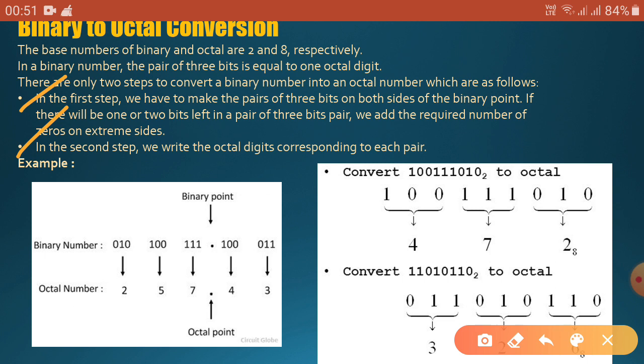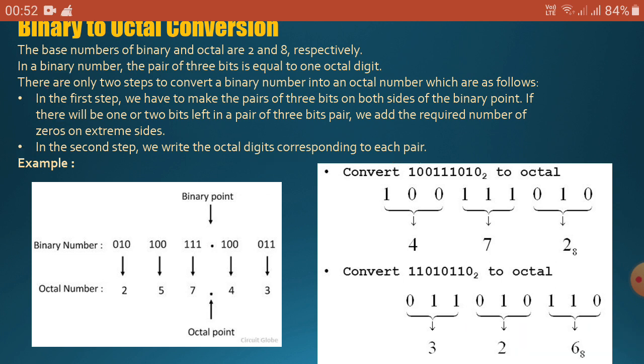Next, we write the octal digit corresponding to each group. The base of binary is 2 and the base of octal is 8. So now we are doing the binary to octal conversion. In a binary number, a group of 3 bits is equal to 1 octal digit. So we are taking the first example.